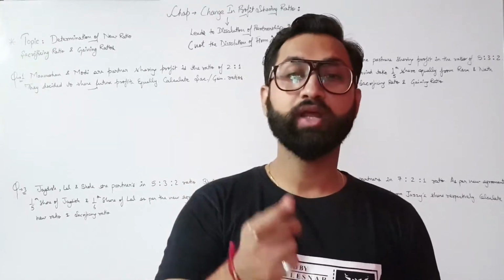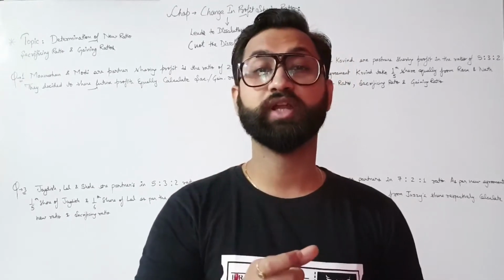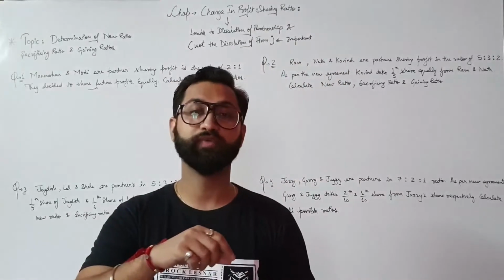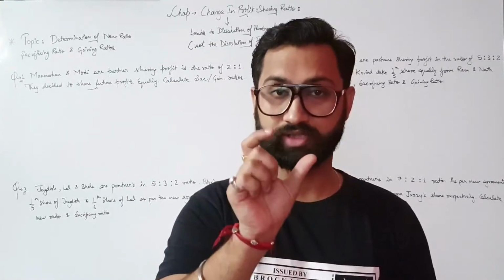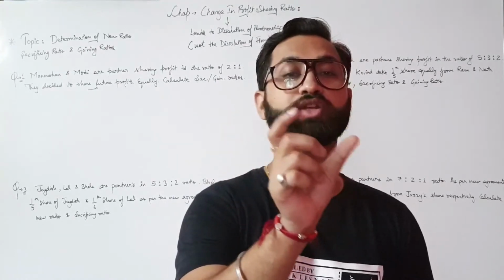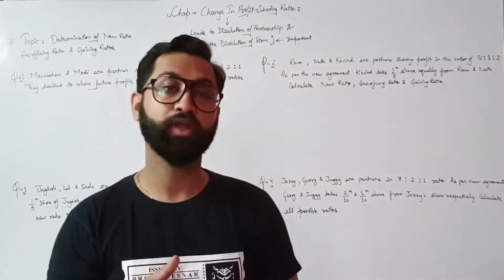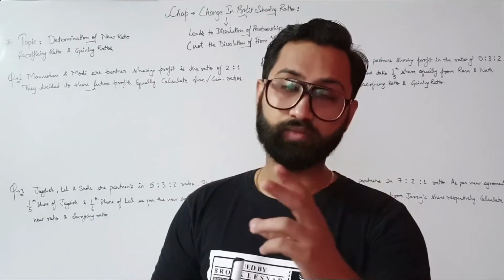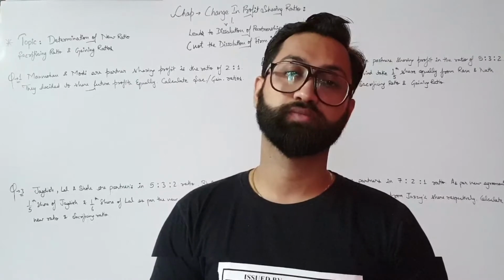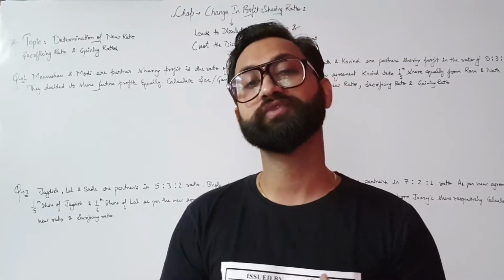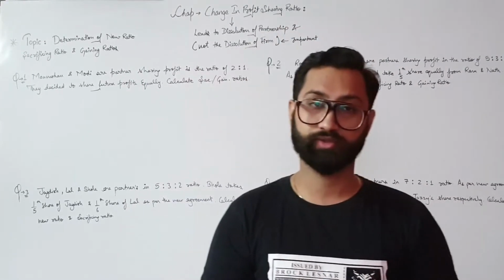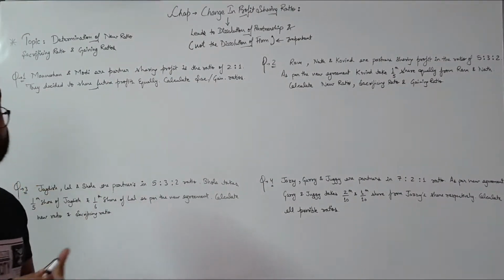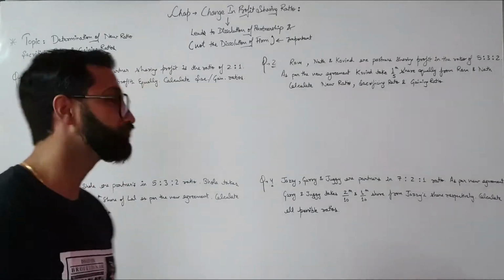For example, if they were sharing profits in the ratio of 1:1 and now they are sharing the new profit in the ratio of 3:2. In this case, two partners were having old ratio 1:1 and now they are having new ratio 3:2. So this chapter will revolve around change in profit sharing ratio. Let us understand the basics of this chapter with 4 questions. The topics are determination of new ratio, sacrificing ratio and gaining ratio.